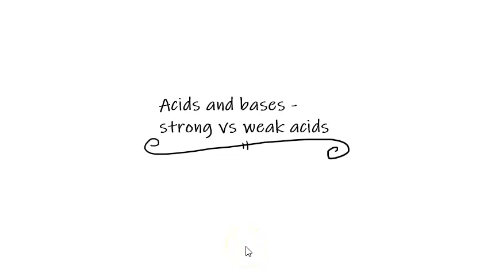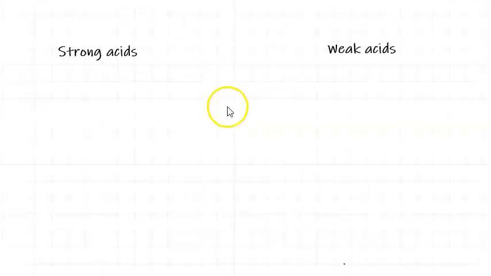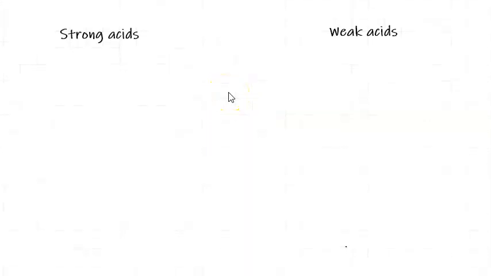Kia ora tātou. In this video we're going to be looking at strong versus weak acids, or the difference between strong and weak acids. So let's think of some examples of strong acids. All of the acids that we would have come across in year 11 were strong acids. Most of the acids in the chemical cupboard in the science room. Some of those examples would be hydrochloric acid.